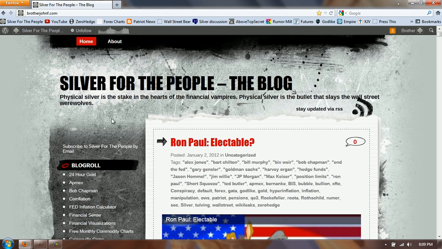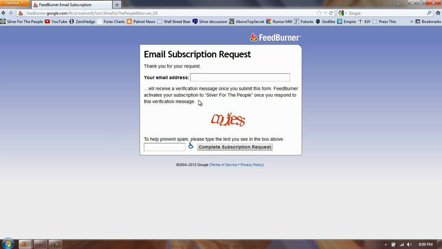Now you can also do an update by email. If you click on this link here, which is subscribe by email, it'll take you over to a FeedBurner link, and that's just a place where you put in your email address, and then you put in this little CAPTCHA, which keeps them from being spammed by computers. Put those in, and then every time I do an update to this blog, it'll send you an email.